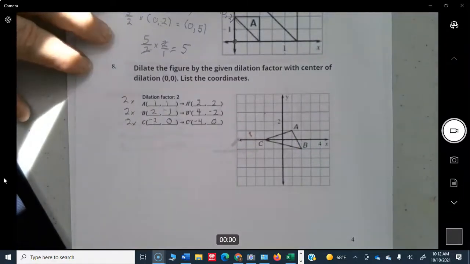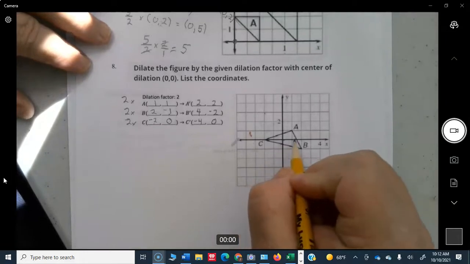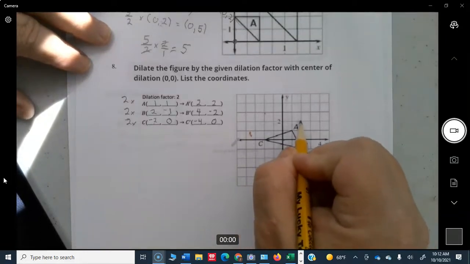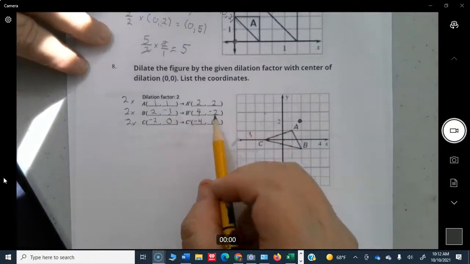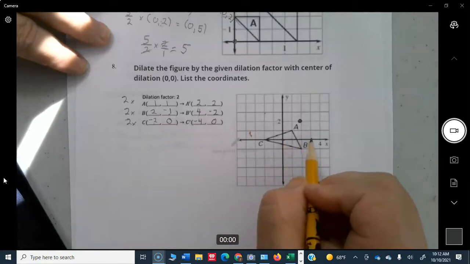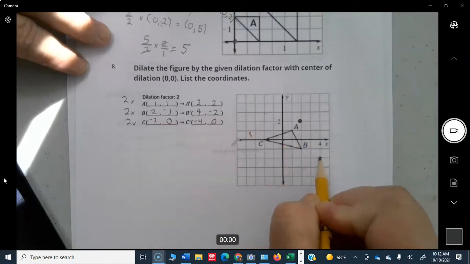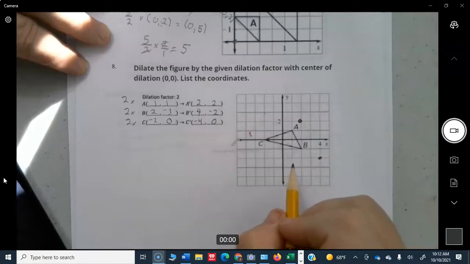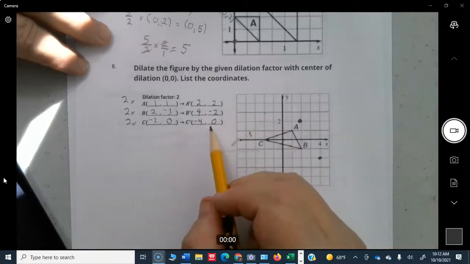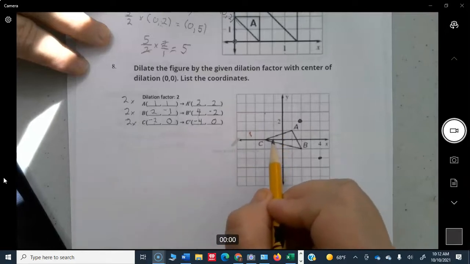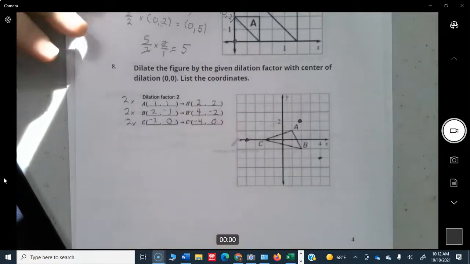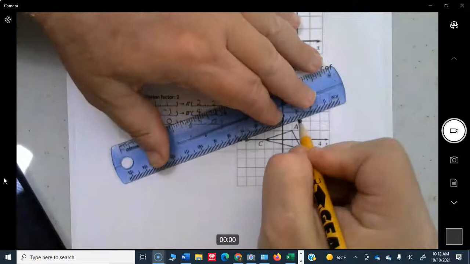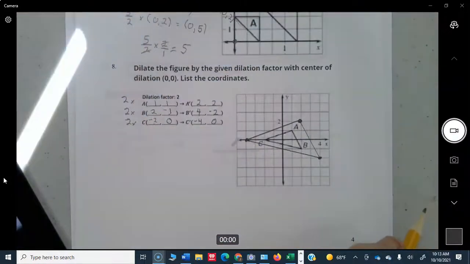So now you plot that. So A prime is 2, 2. So 1, 2, 1, 2. It's right there. Draw a big dot. B prime is 4, -2. So it's 1, 2, 3, 4, 1, 2. Okay. And finally, C prime is -4, 0. So you're going to go backwards. 1, 2, 3, 4. And you don't go up or down because it's 0. So now we're ready to connect our dots. There we go. And you can see it's pretty much a perfect fit.